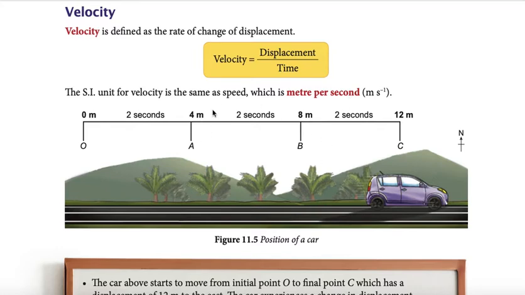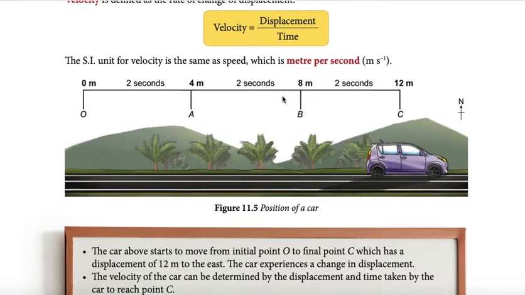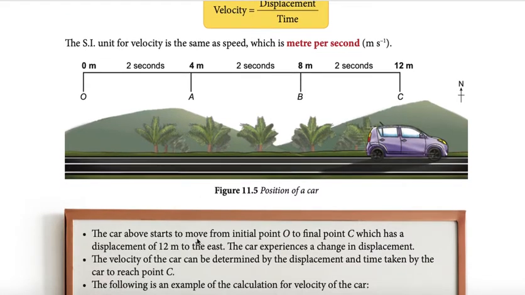Let's understand this diagram. The car above starts to move from initial point O to the final point C, which has a displacement of 12 meter to the east. So the car experiences a change in displacement. Here is the initial point. How do you know this is initial point or kedudukan awal? Because stated here is 0 meter.